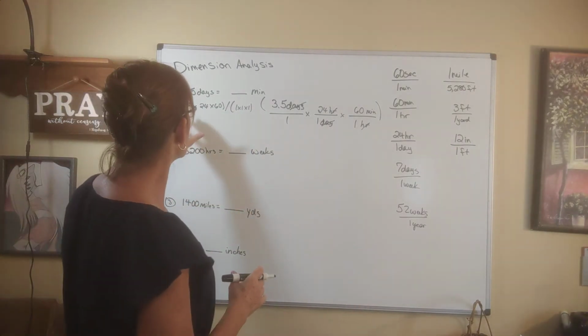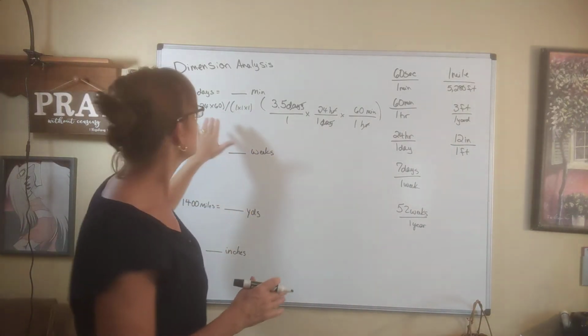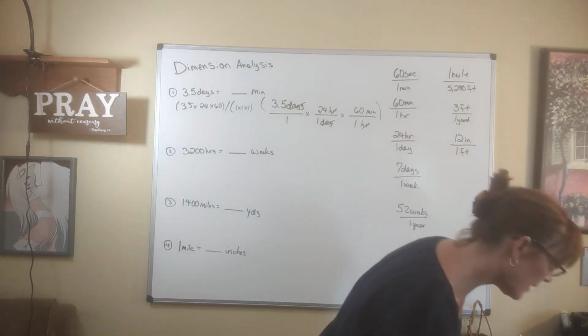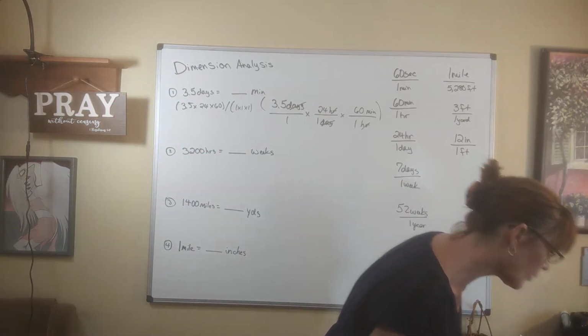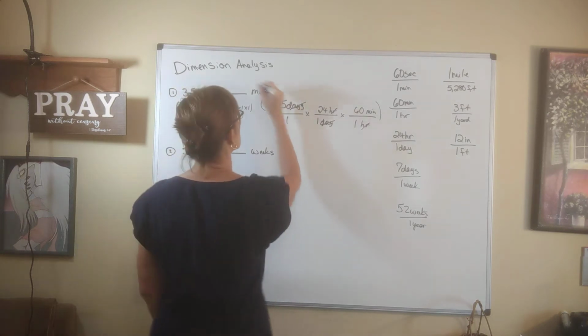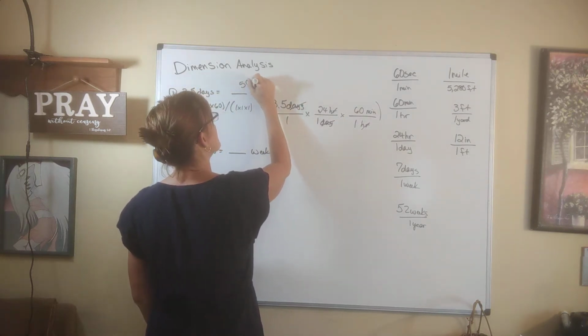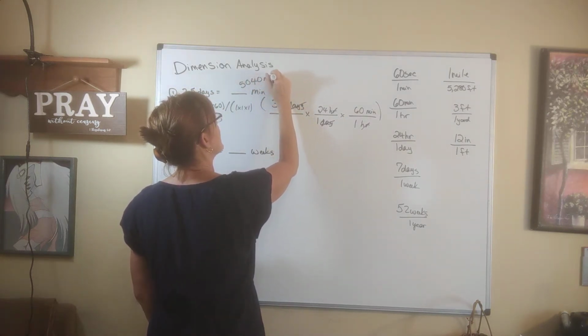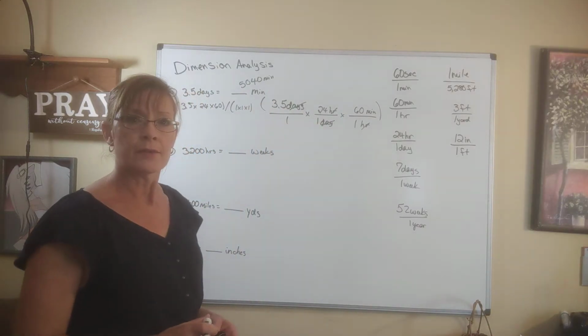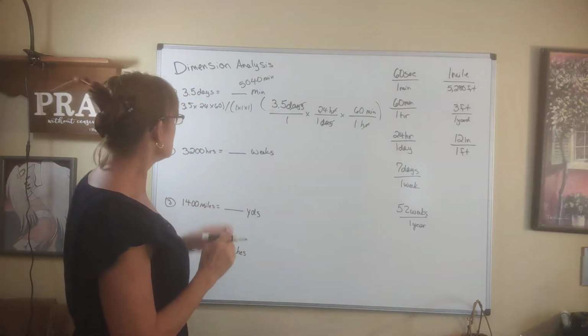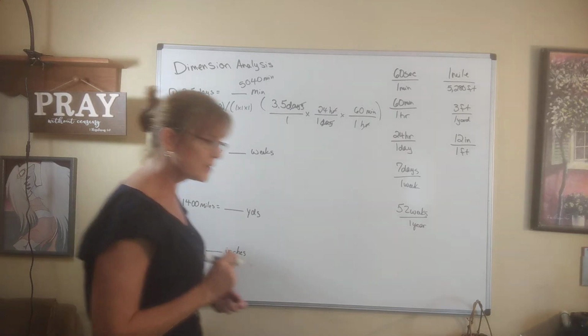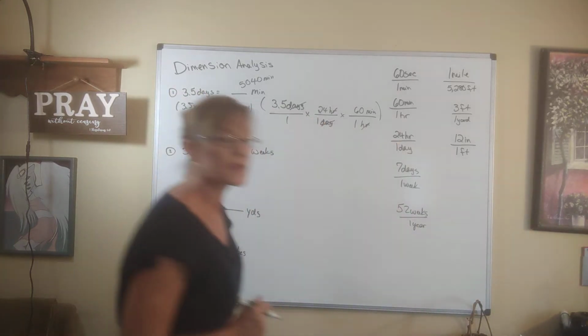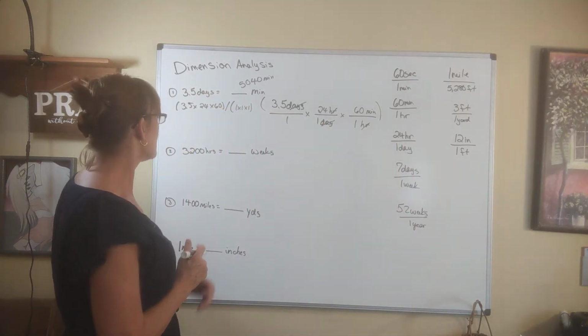So we say 3.5 times 24 times 60 gives us 5,040 minutes. So the answer is 5,040 minutes. That's the answer to that one. Okay, let's go on to number 2. The question is, how many weeks are in 3,200 hours?